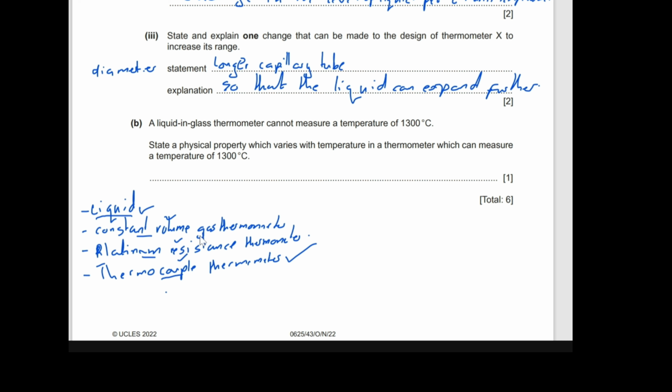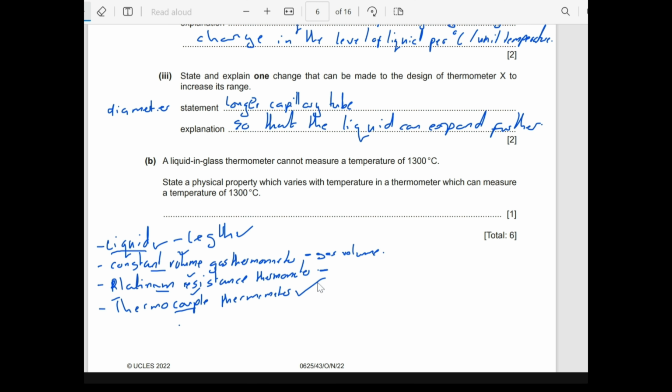State the physical property which varies with temperature in the thermometer, which can measure the temperature. Okay, so the physical property, remember we said in the liquid in glass thermometer it was length. Then in platinum, it will be the resistance of wire. Then the physical property in the thermocouple thermometer is the EMF. We measure the EMF. So here you're supposed to put EMF, electromotive force.